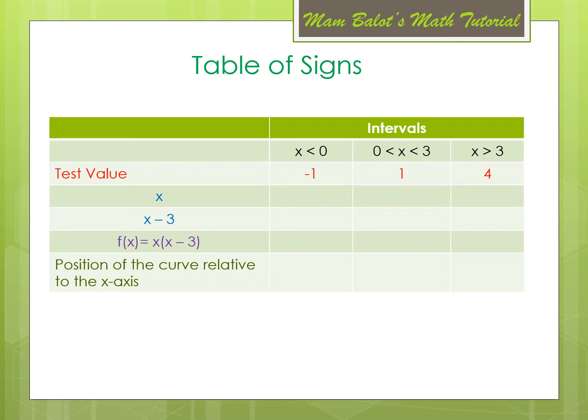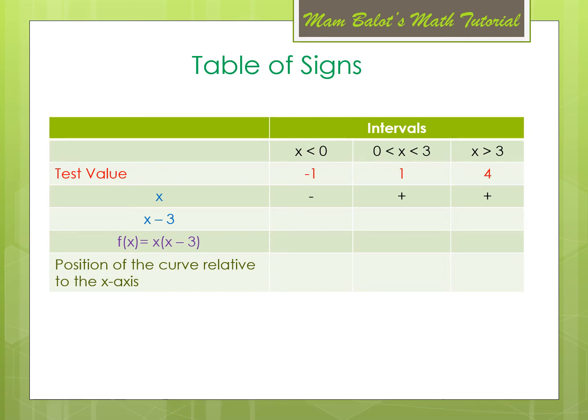From these test values, we will substitute the values into the factors and identify whether the result is positive or negative. So if -1 is substituted to x, the result is -1, so that is negative. Then if 1 is substituted to x, it is 1, which is positive. And if x is equal to 4, it is positive also.